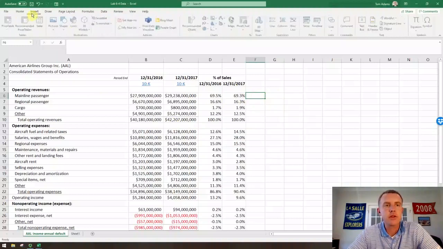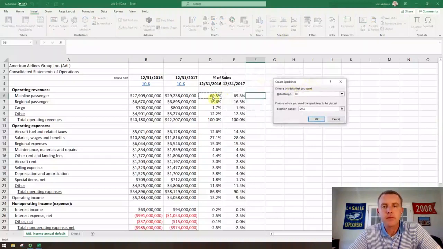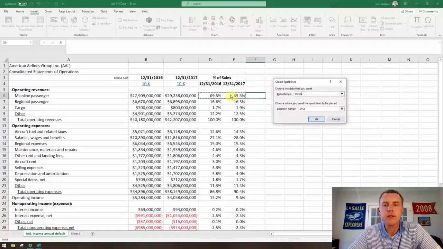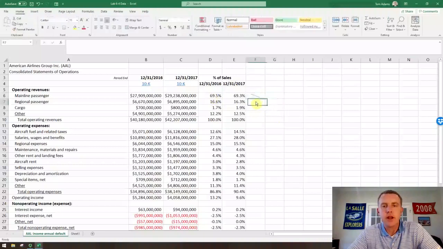So if we go to insert over here, we're going to say Sparklines line, and we want to compare the mainline passenger revenue in 2016 to the mainline passenger revenue in 2017. Let's see what that looks like. So mainline passenger revenue has gone down. We get this downward trending line. Right? So it went from 69.5 to 69.3. It's gone down.